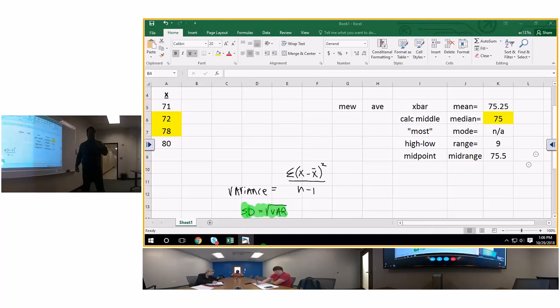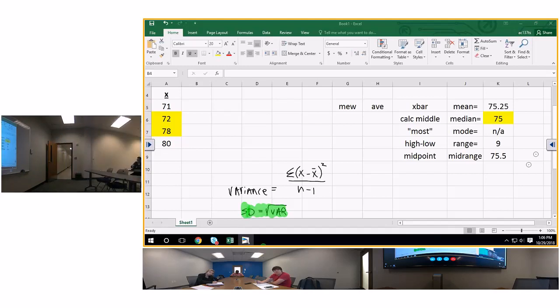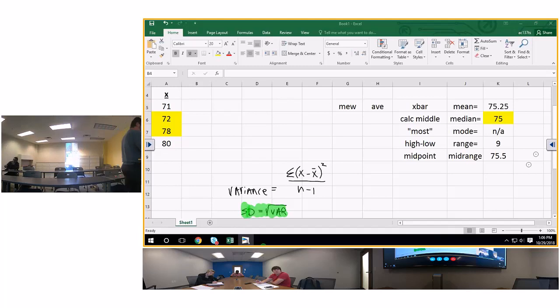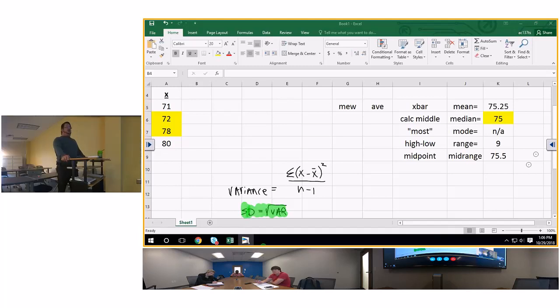Whether you're doing it with a binomial distribution, with basic statistics, with regression, or with all the different aspects of statistics, anytime you want the standard deviation, you take the square root of the variance. Okay? Now, let's find the variance.